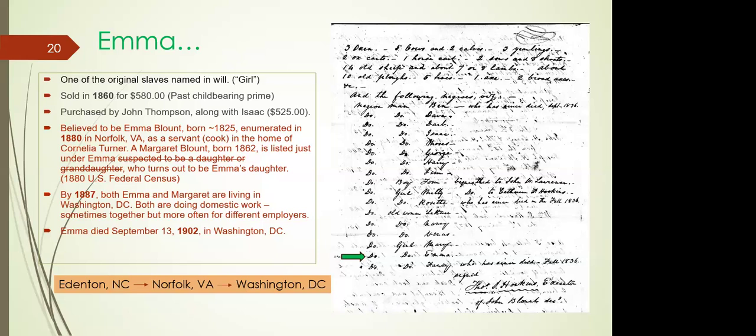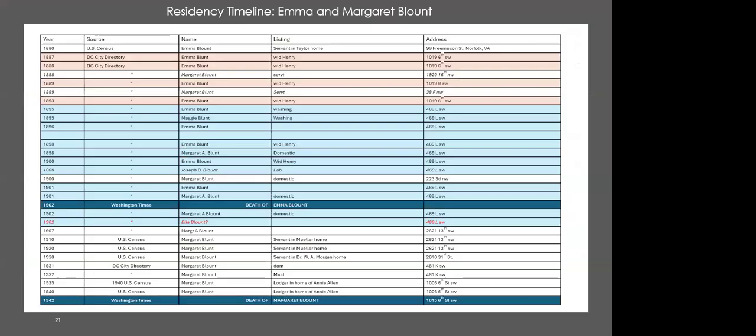So one of the approaches that I used and I highly recommend is I created a chart. You can create a chart or a spreadsheet when you are trying to follow someone, see where they were, who was with them, and see if you notice any kind of patterns there. And so I made this residency timeline for Emma and for Margaret Blunt, her daughter, because they always seemed to be together. They were together in DC. I have them documented in Norfolk in 1880, and that's when she was the servant in the Taylor home.